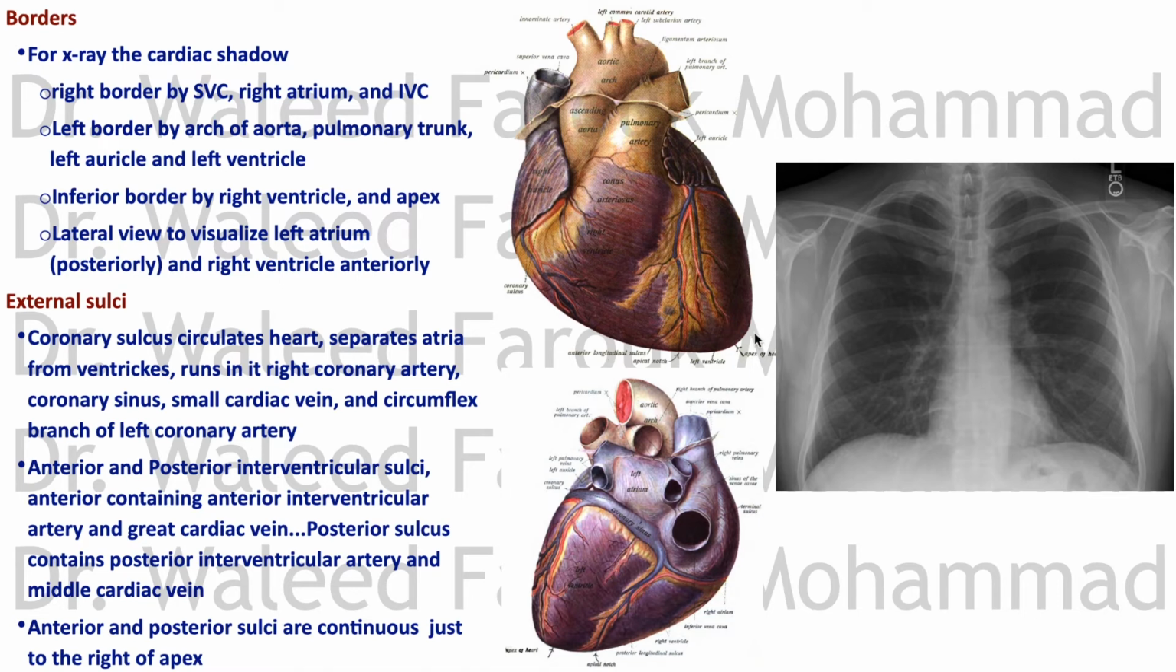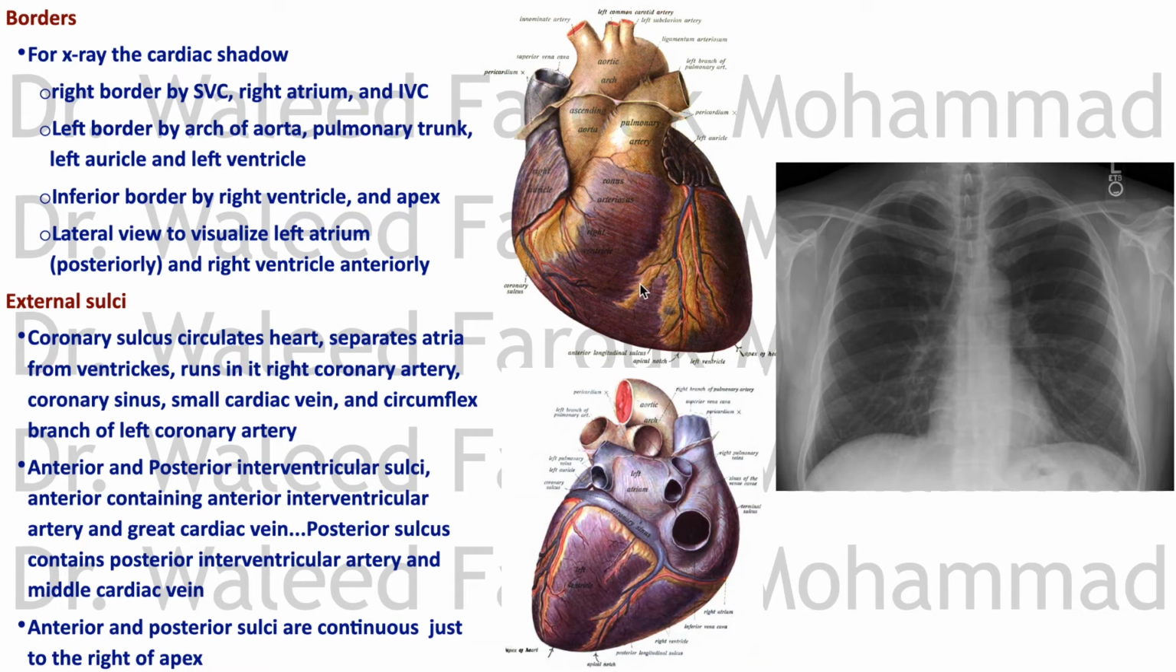Inferior border is by the right ventricle, see, and the apex. Right ventricle and the apex. If you need to visualize the left atrium, you need to have a lateral view, chest X-ray lateral view, to visualize the left atrium and its intimate relation with the esophagus behind.